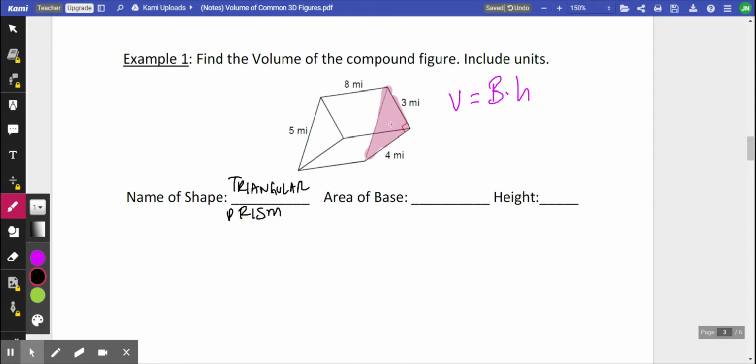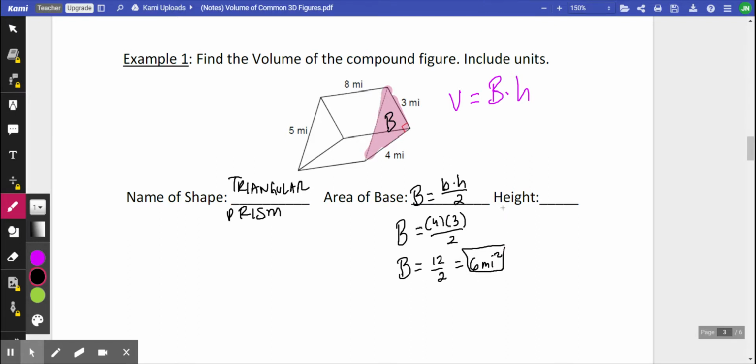And the area of the base, in this case, the base would be right there, right? So this whole area, we know how to find the area of a triangle. The area of the base would be base times height divided by 2. And I wrote little b and little h, right? Little b and little h are 4 and 3. So the area of the base is 4 multiplied by 3 divided by 2. Therefore, the area of the base is equal to 12 divided by 2, which is equal to 6. Okay, so we have 6 miles squared. Mi stands for miles, so it's quite a huge triangle.